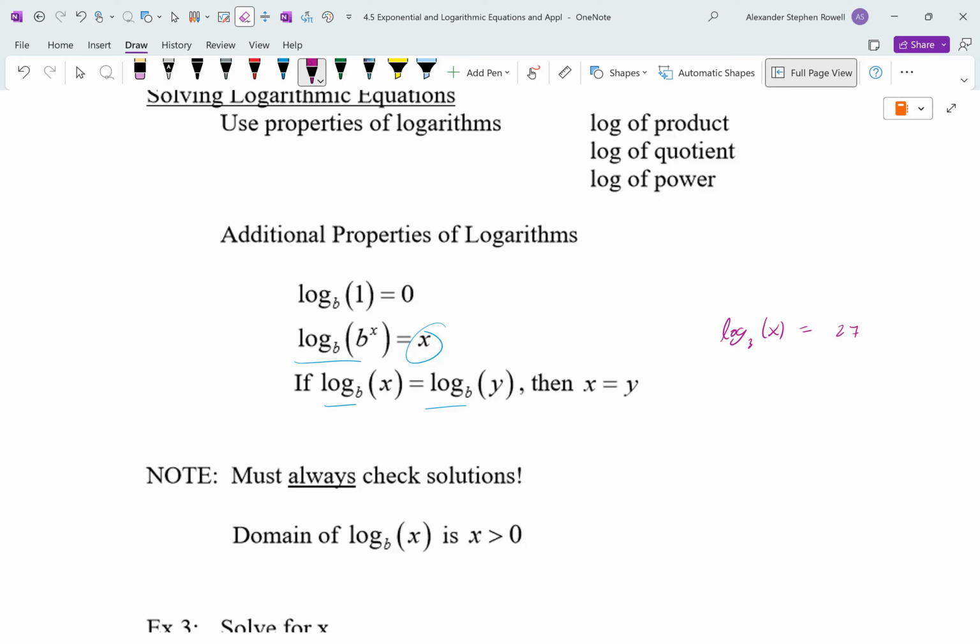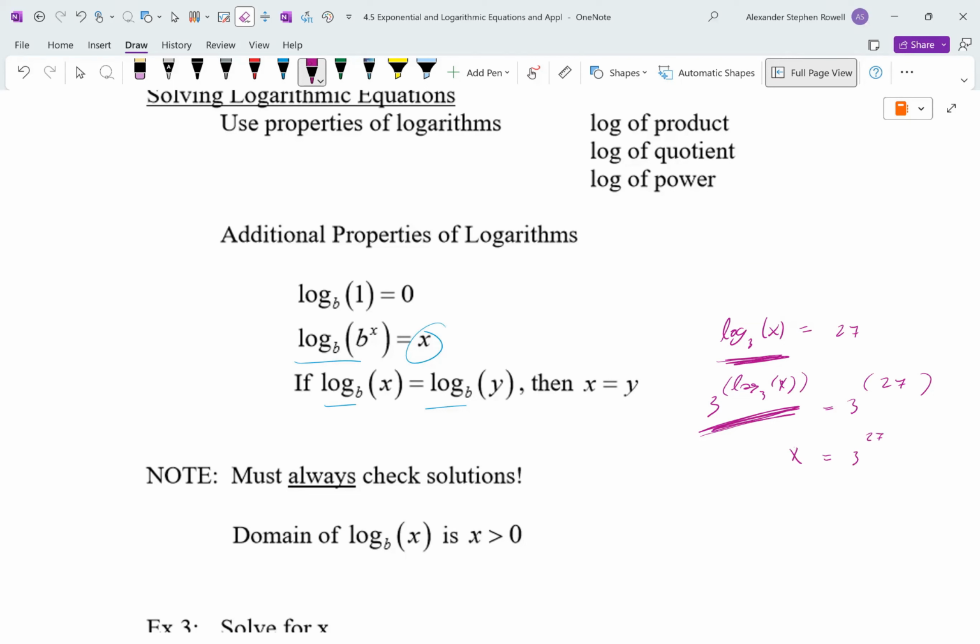How do I get x by itself? What's the inverse of log base 3? 3 to the power of both sides. Maybe I picked too large a number. So what happens when I take 3 to the power of log base 3? They cancel and I get x by itself.